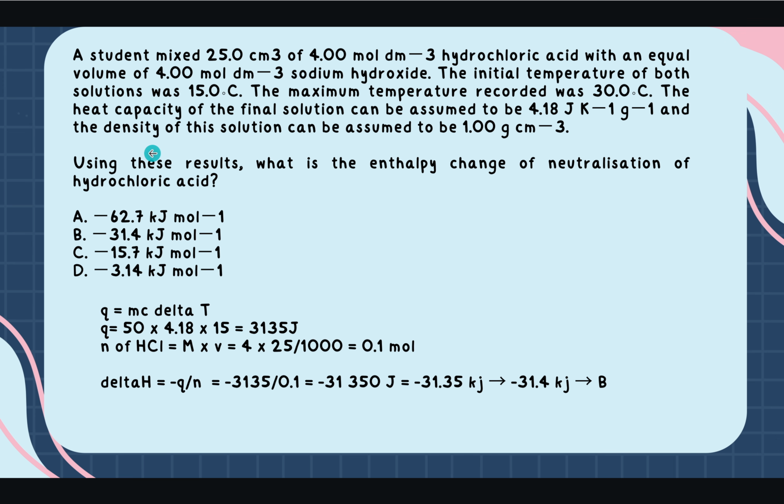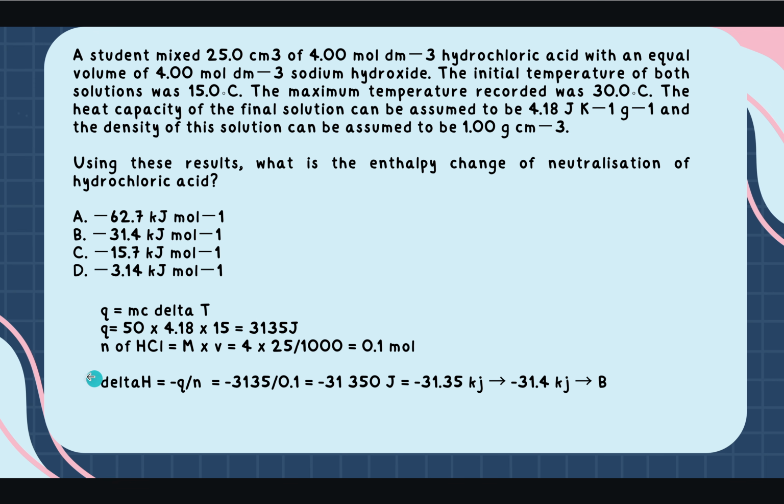To solve this question, we use the formula Q equals mc delta T. The mass is 50 because 25 plus 25 milliliters equals 50 grams, times 4.18, which is the heat capacity, times 15, which is the delta T. So it equals 3,135 joules. To find the delta H, we use the formula minus Q divided by n.